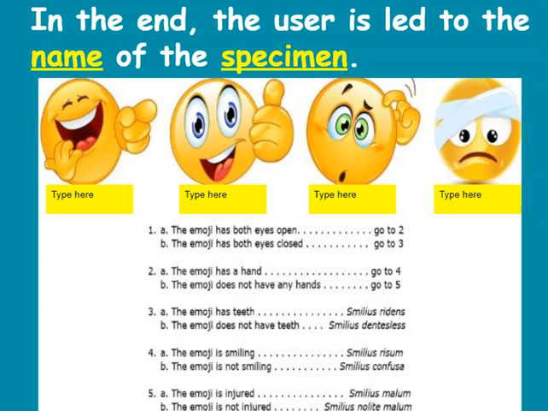And in the end, the user is led to the name of the specimen. Right? So that's the ultimate goal here, is to identify what you're looking at. It's not about classifying, it's about identifying. So if the emoji has a hand, it says go to 4, and then you're given 2 choices as to what they are. The emoji is smiling, 4A, or the emoji is not smiling, 4B. So then you know exactly 2 of those already.